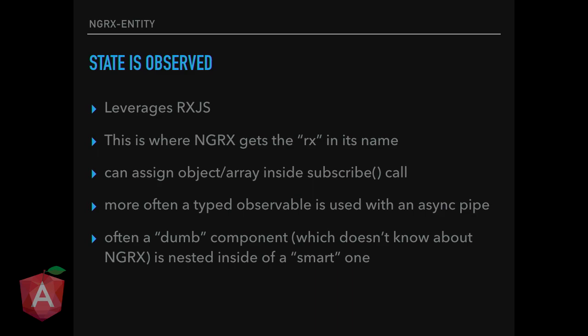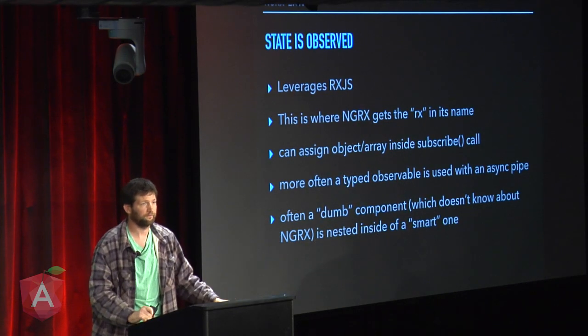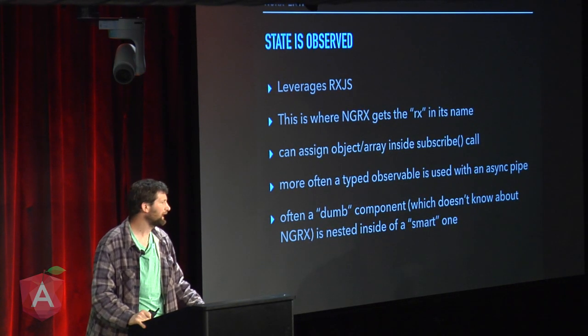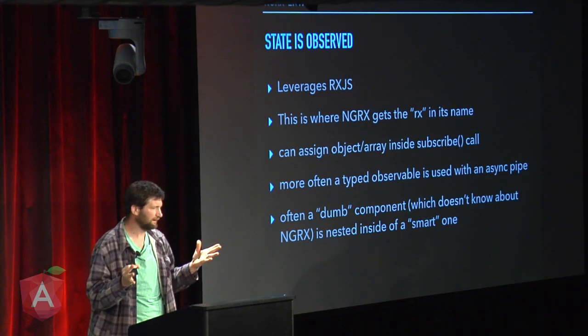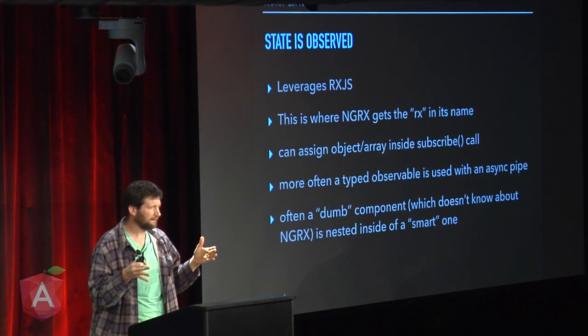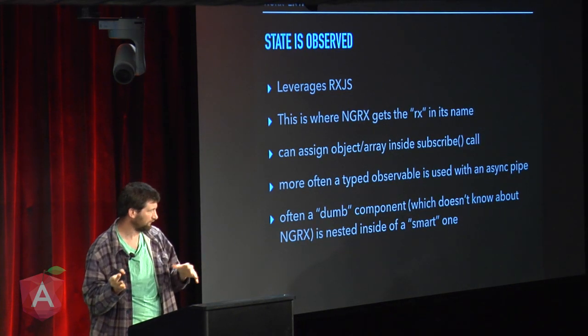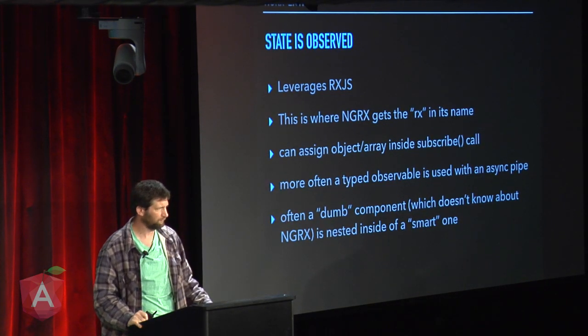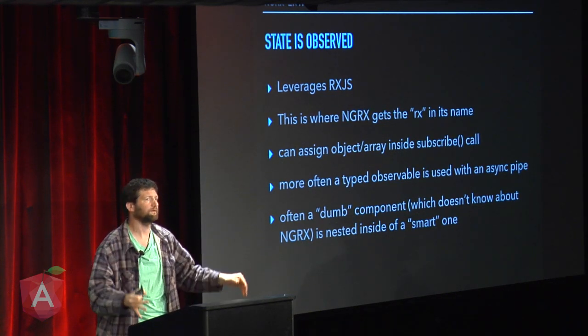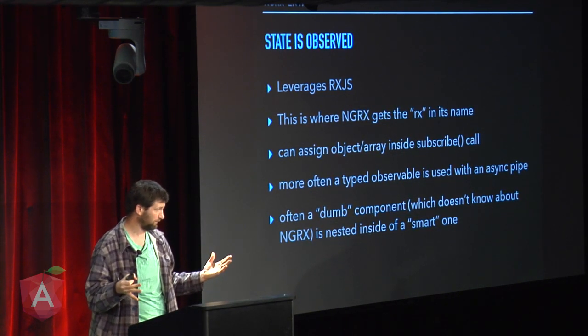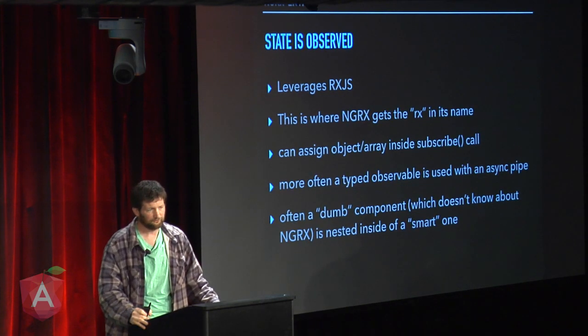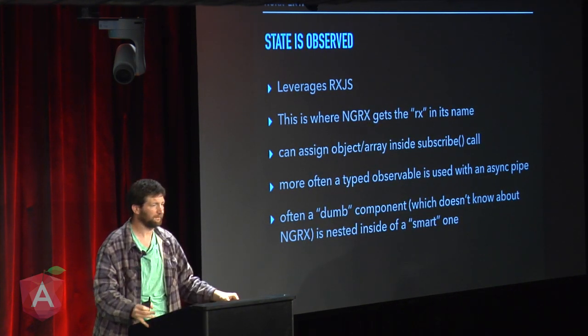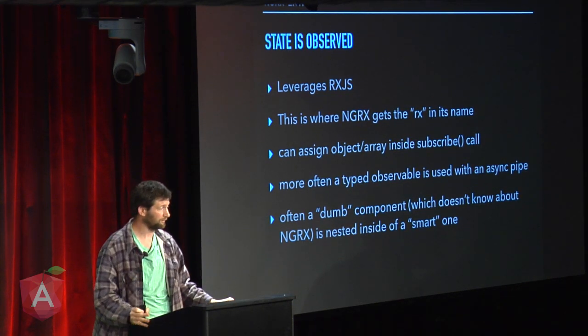So the state gets observed usually. It gets listened to via, we're leveraging RxJS to do this. It's where ngrx, the state management library, actually gets that Rx within its name. You can have a subscribe call that is getting in an object or an array or some information from the state and directly assigning it to a field within your component. But usually what you'll have is a typed observable in this component that's using an async pipe when it's being displayed to the screen or, more likely, when it's being passed into another component.